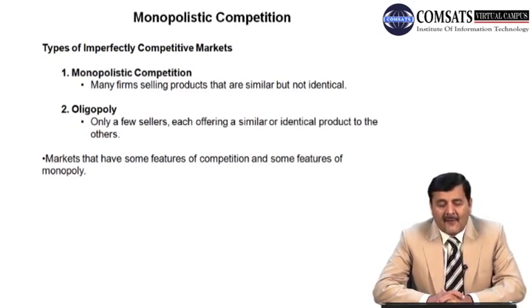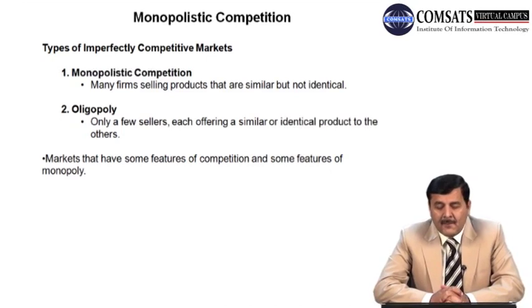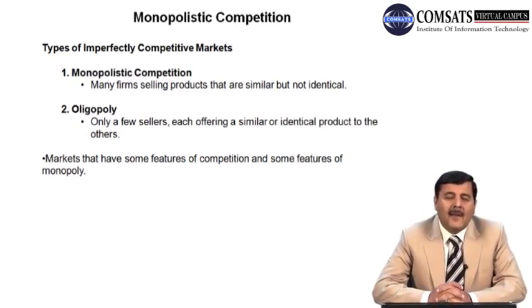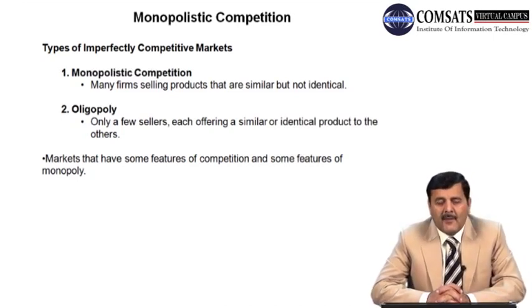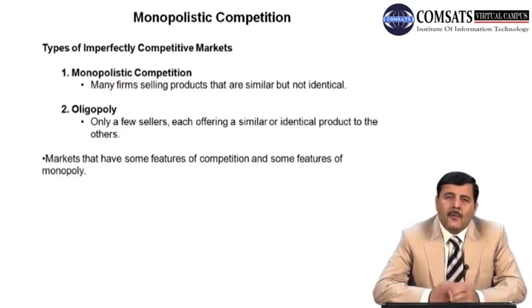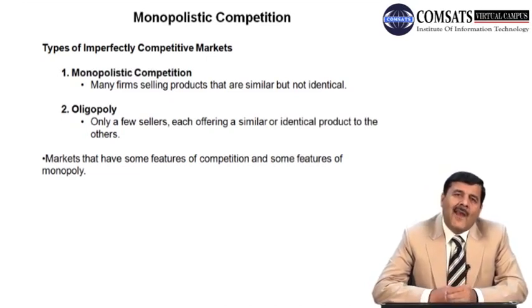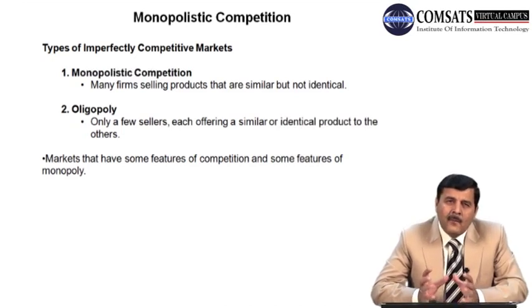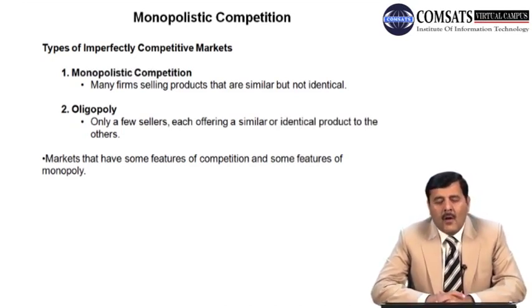So markets that have some features of competition and some features of monopoly are known as monopolistic competition and oligopoly. So in such a market there should be some competition among the firms, and they should also have features such that they can play a role of monopoly, like they have some market power. Then we will say that those are the types of imperfectly competitive markets.